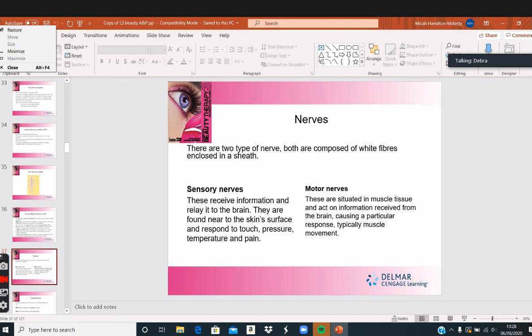And you've got motor nerves. These are situated in the muscular tissue and act on information received from the brain, causing a particular response, typically muscle movement. So these are in the muscle tissue and work with the brain so that we can move our muscles, so that we can actually move our body.